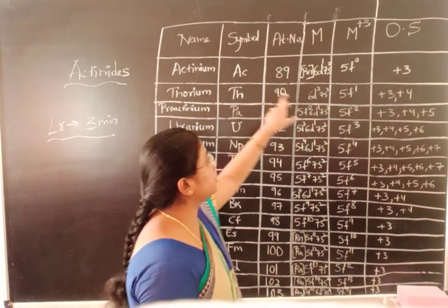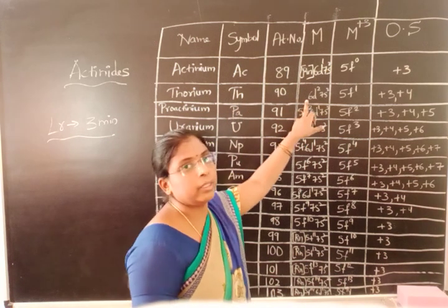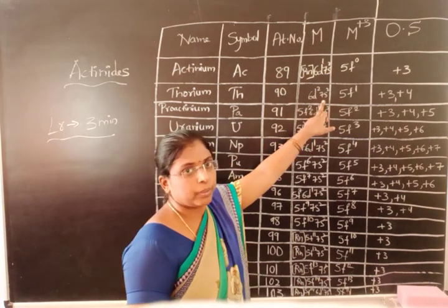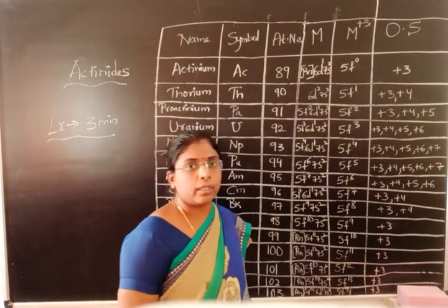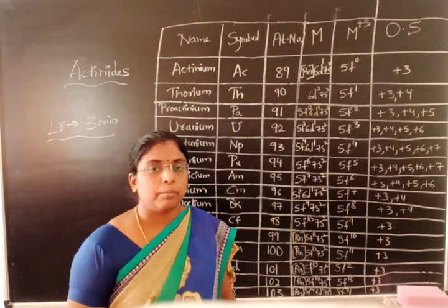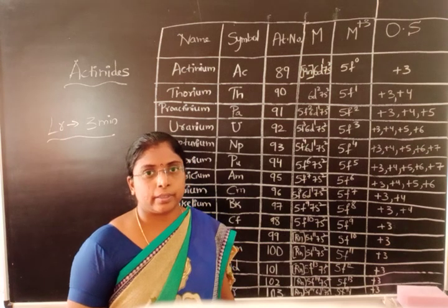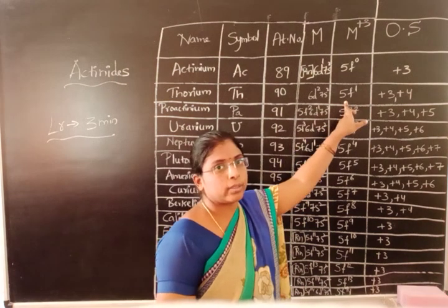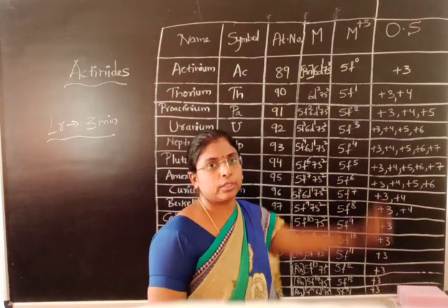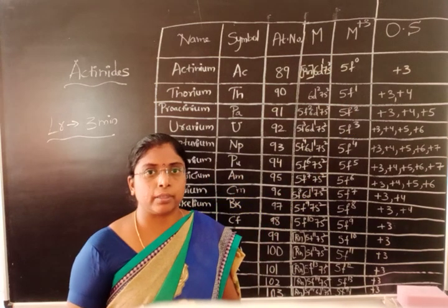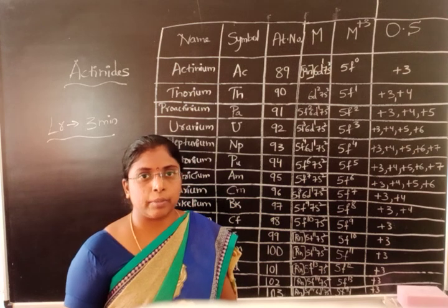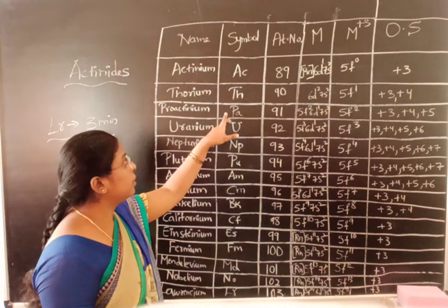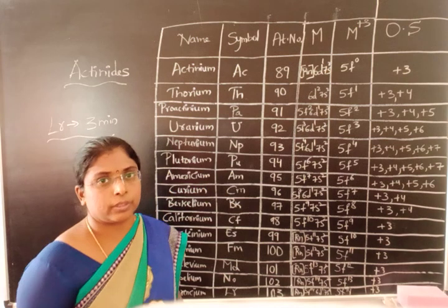In thorium, if you observe, there are no f electrons: 5f0 6d2 7s2. Since in its ground state it does not contain any electrons in the f shell, but still it is placed in the actinide series because in its +3 oxidation state it attains a 5f1 configuration. Hence it is placed in the f block. The filling of f electrons takes place after thorium, that is, from protactinium to lawrencium.